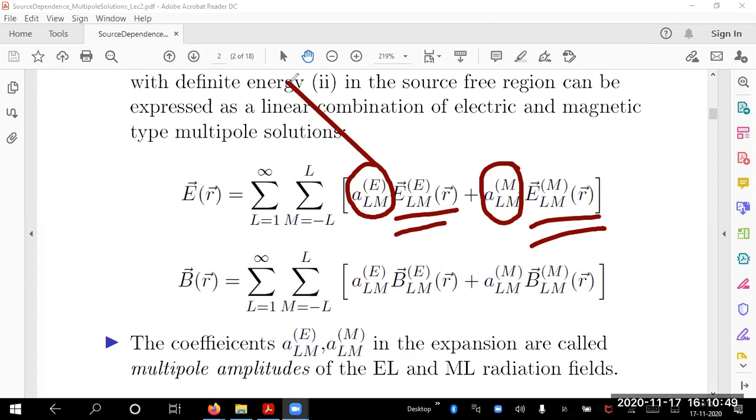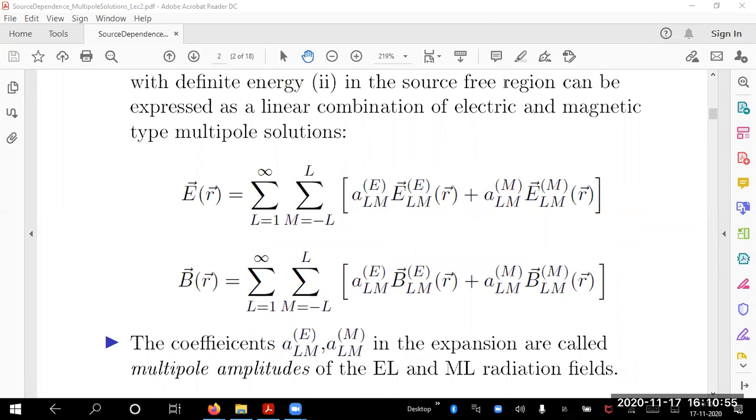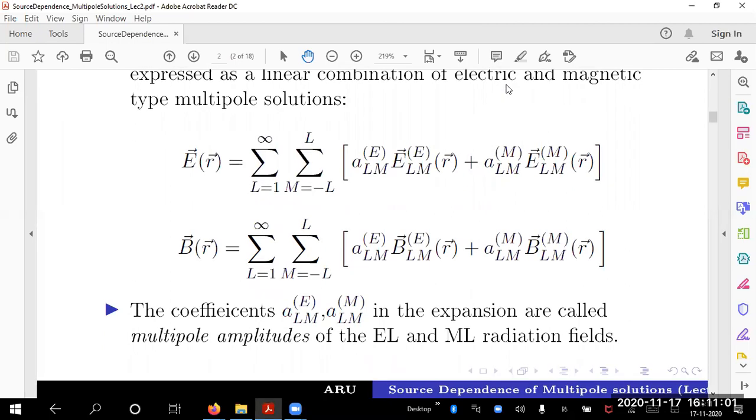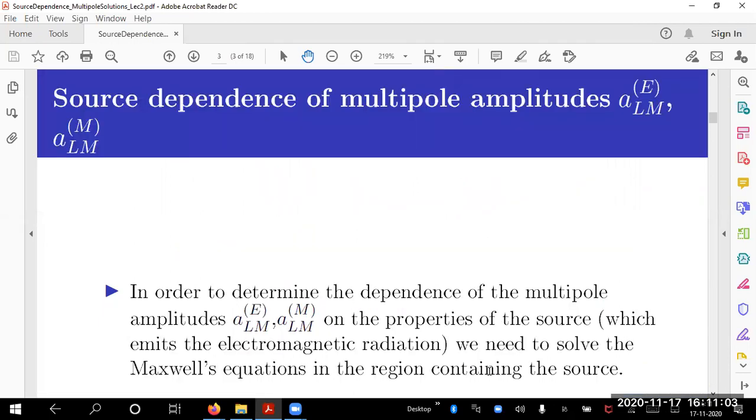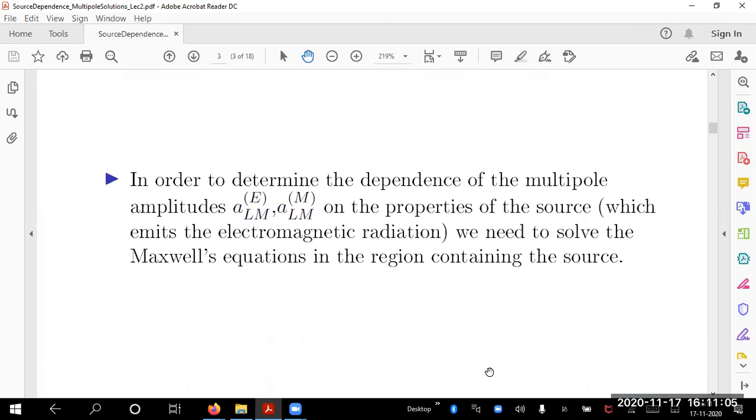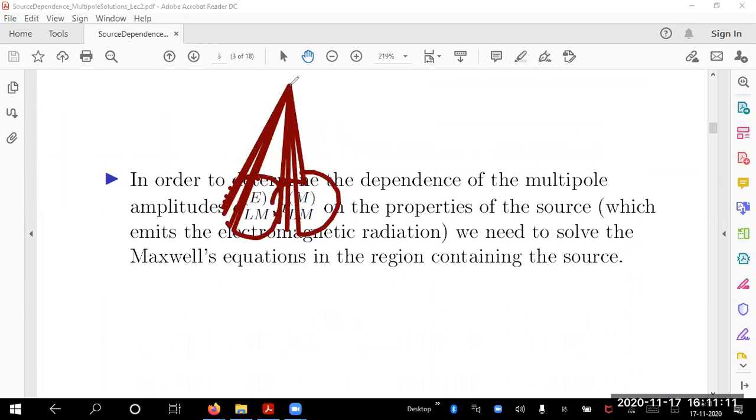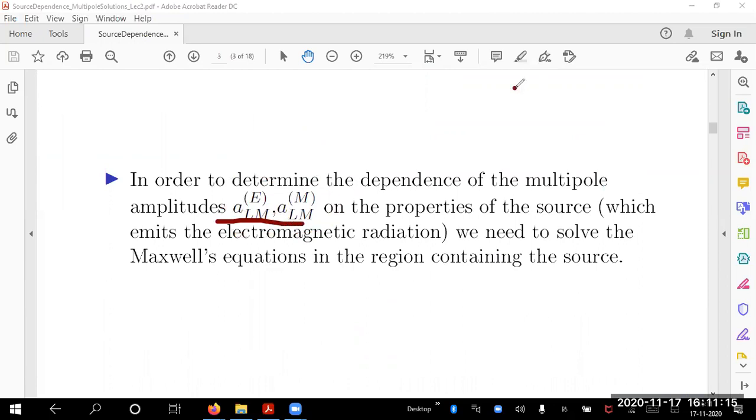Sorry, multipole amplitudes. So then what I will do with this kind of a situation is, I want to ask how to determine source dependence. That is, how does it depend on the source? That is the question. In order to know that, I told you we need to determine these amplitudes. I want to know how these depend on the properties of the source. This is important for me.